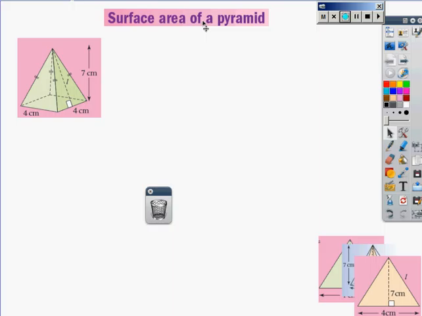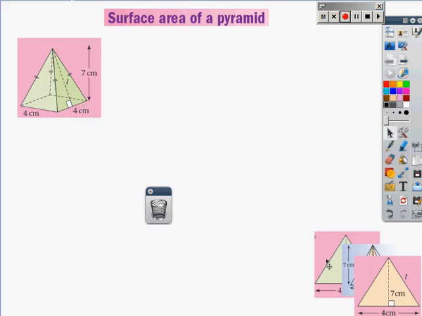Now first thing we need to understand, the surface area is the space around the outside. So in this square-based pyramid, our surface area will be our 4 isosceles triangles, with one square at the bottom. So we need to work out the area of all of those. Now the square is easy, that's 4 times 4, but we have to try and work out the area of these isosceles triangles.